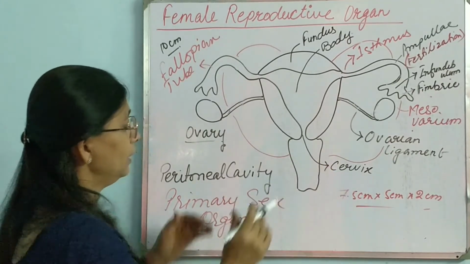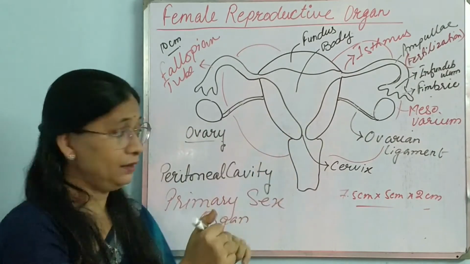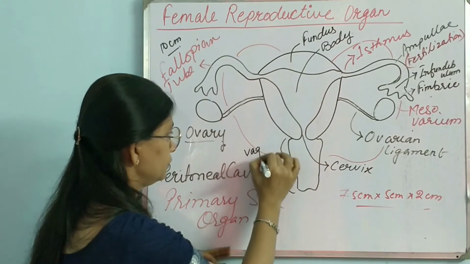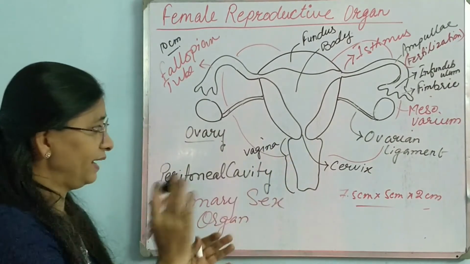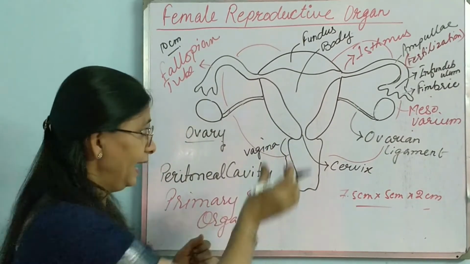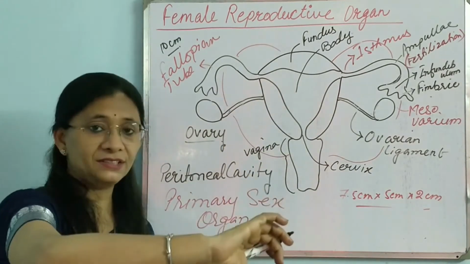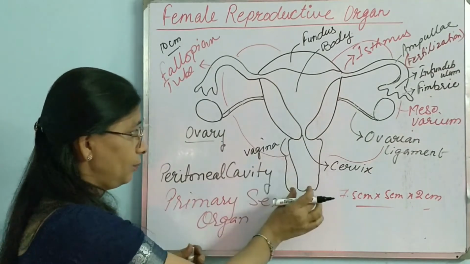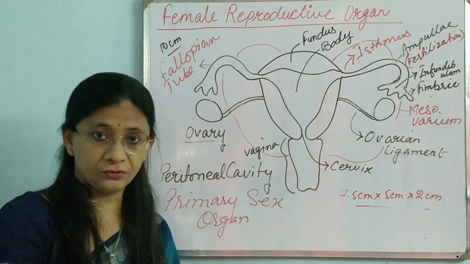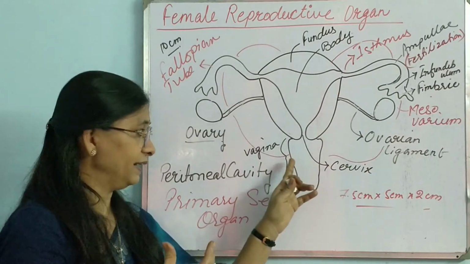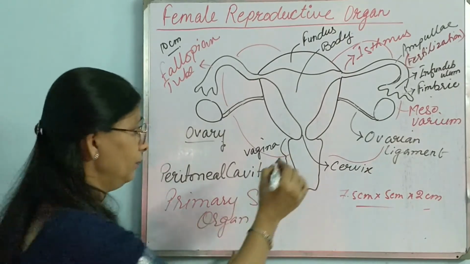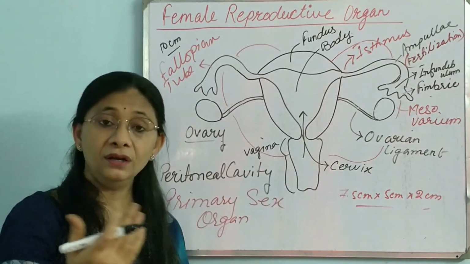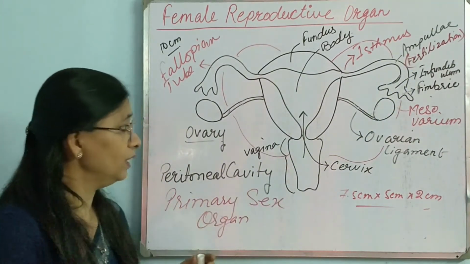So this is the cervix. The place where the cervix ends, there the vagina starts. The vagina is 7 to 10 centimeter long, and it opens to the exterior through the external genitalia. The vagina is the portion which takes up sperm during sexual intercourse, and the sperms are led through the uterus to the fallopian tube. So that is the function of the vagina.